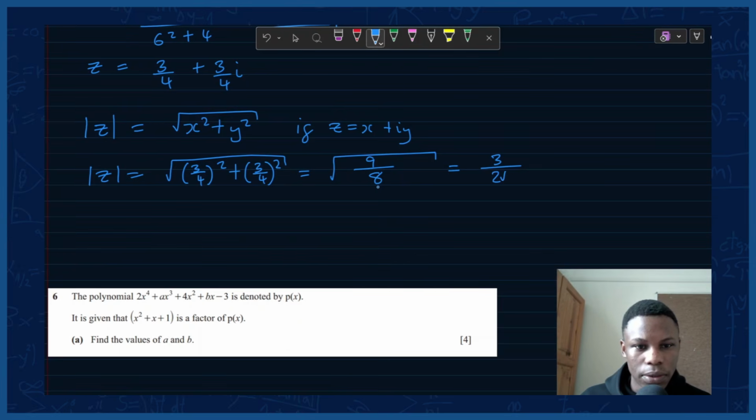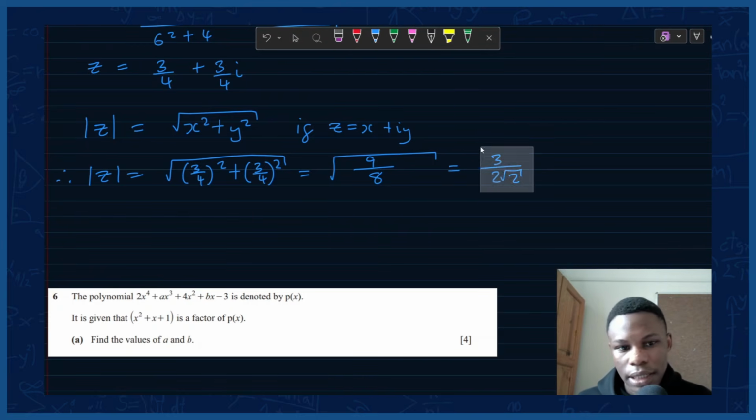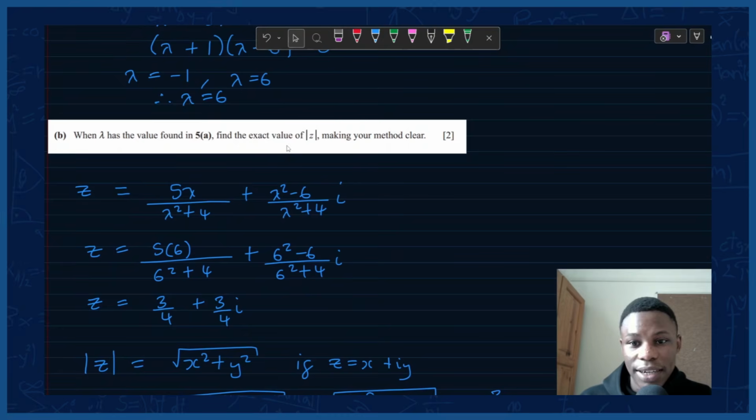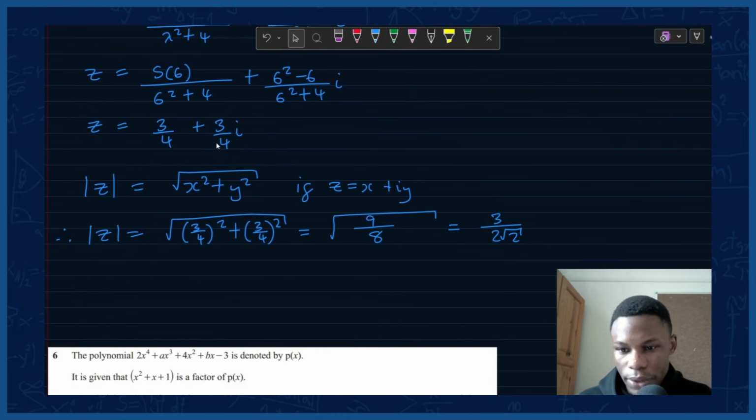Yeah, 2 root 2. And you can leave it there. If you want, you can manipulate it to bring the root 2 to the numerator, but they just ask for the exact value, so you can stop here.